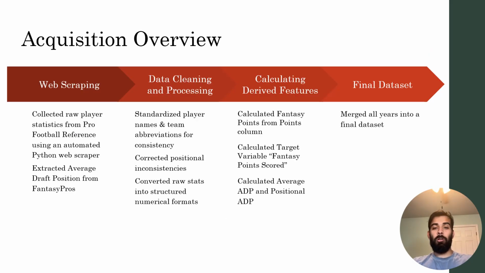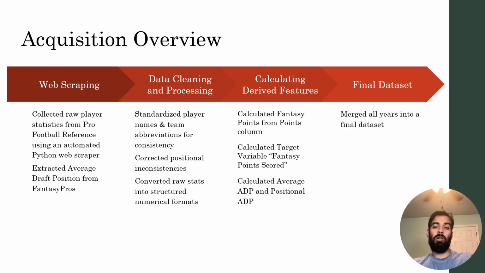So now I want to go over our data acquisition overview. First we developed a web scraper to collect player statistics from Pro Football Reference as well as historical average draft position statistics from Fantasy Pros. Next, we cleaned and processed the data by standardizing player names and team abbreviations for consistency across our data frame, as well as correcting any positional inconsistencies.